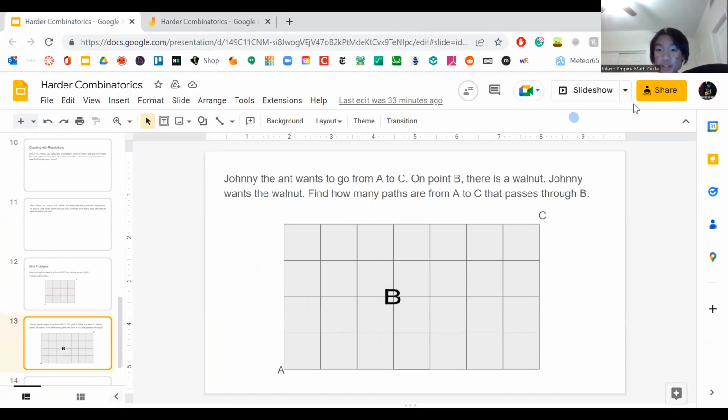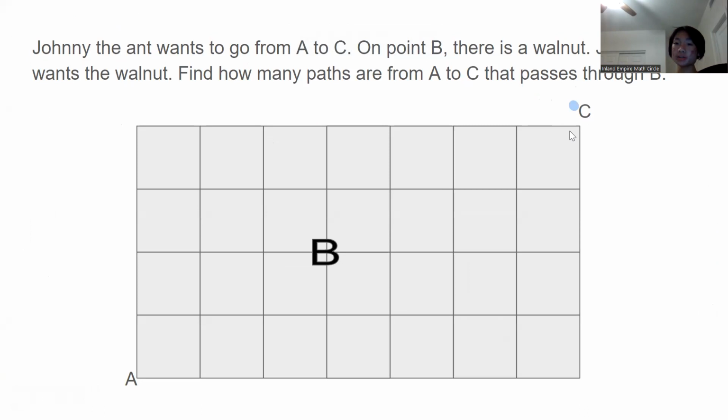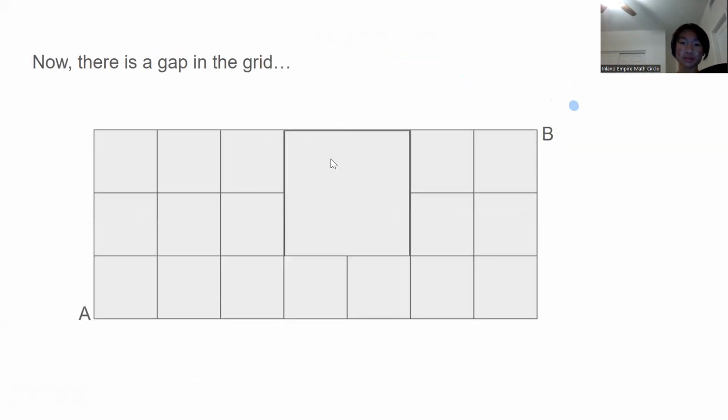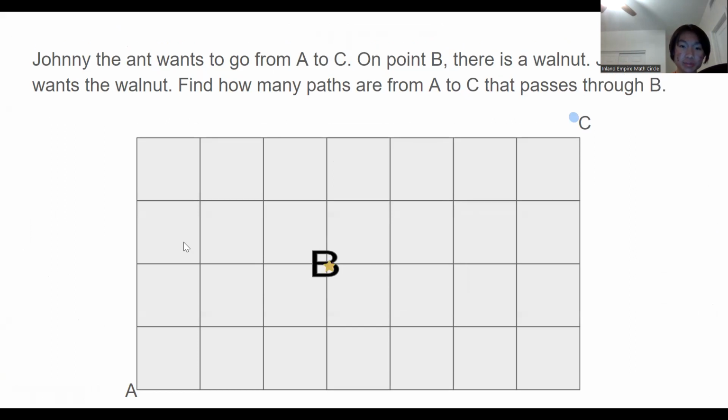All right, so let's move on to this one. This is the same type of problem, but there is a new restriction. Every single time you go from point A to point C, you have to pass through B. Oh, yeah, you have to pass through B. I'm going to put a star here. So does that make sense?